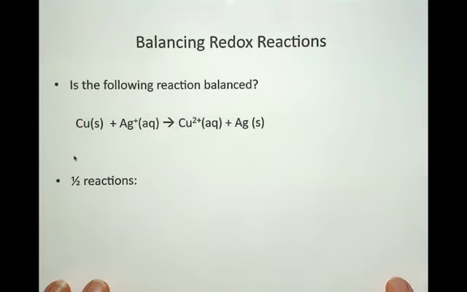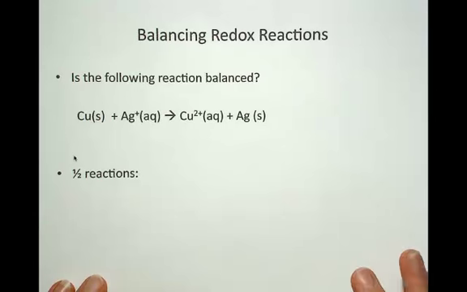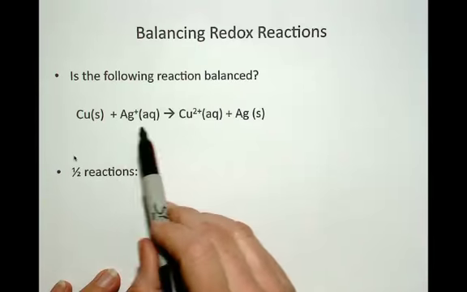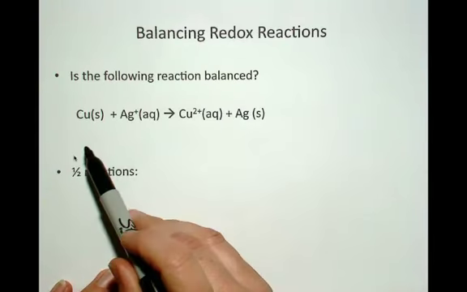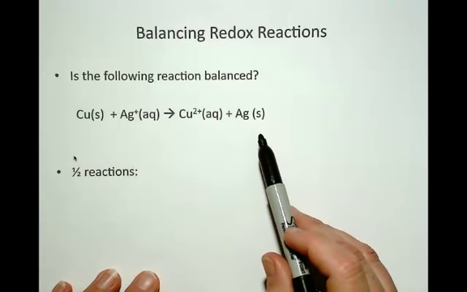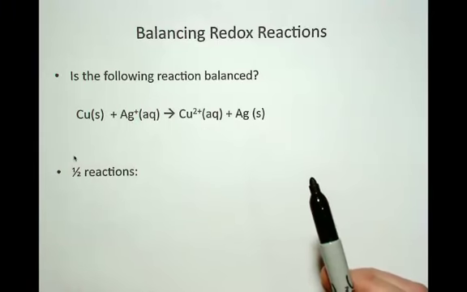And then I also showed you, as I was showing you the half reactions, how we balance reactions. So look at this one. Is this particular equation balanced? 1 copper plus 1 silver ion gives 1 copper ion plus 1 silver. And at first glance, it does look balanced, but let's take a closer look.